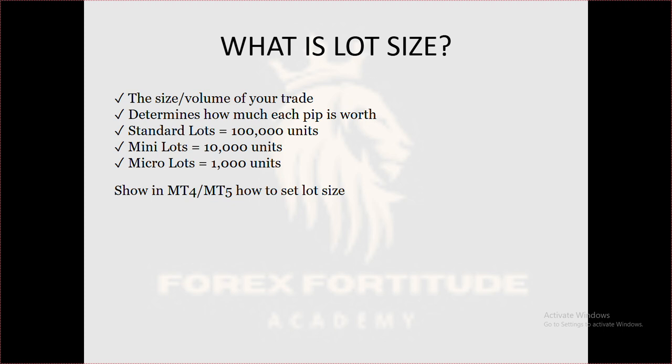Micro lots are equivalent to $0.10 per pip movement. So if you're in 10 pips profit, you're making $1. This is for beginners and people who are just getting started in trading. I would advise that you use micro lot size if you're just getting started, so you can perfectly identify that. I think I've shown you in MT4, MT5, or probably I'll work on creating a video on how to set lot size.